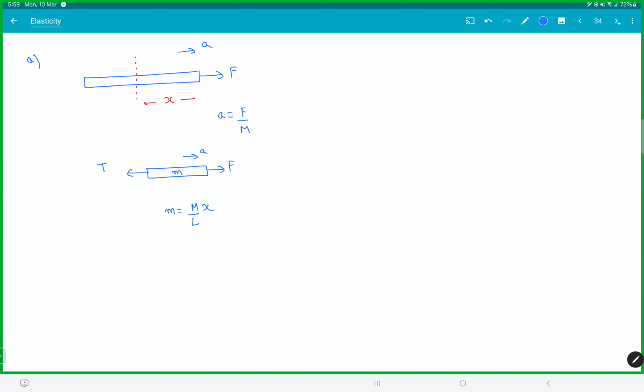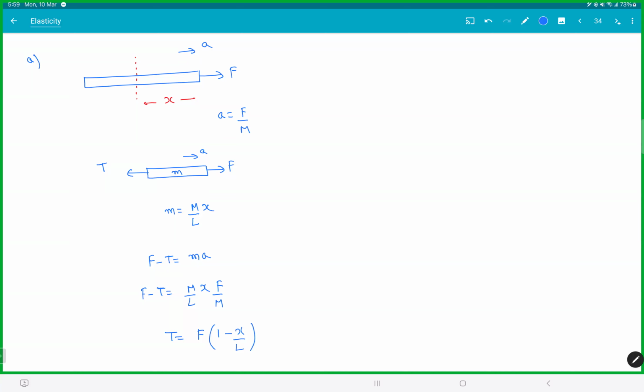This is the mass. Now, Newton's second law: F minus T is equal to mass into acceleration. This is F minus T, mass is m by L times x, acceleration is F by m. We get tension T is equal to F into (1 minus x by L). This is how the tension varies as a function of x. This would be an easy mains level question, finding tension itself. This is how you find tension everywhere. In case you forgot, you should definitely go back to NLM. We did at least 3-4 varieties on this.